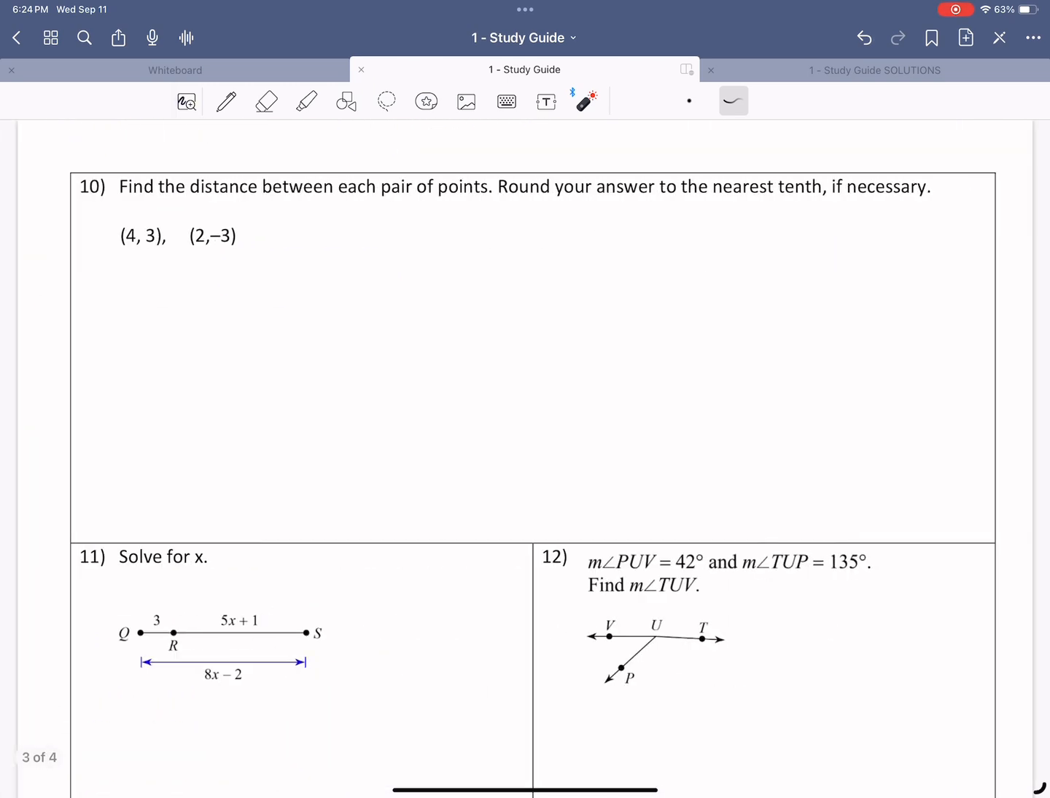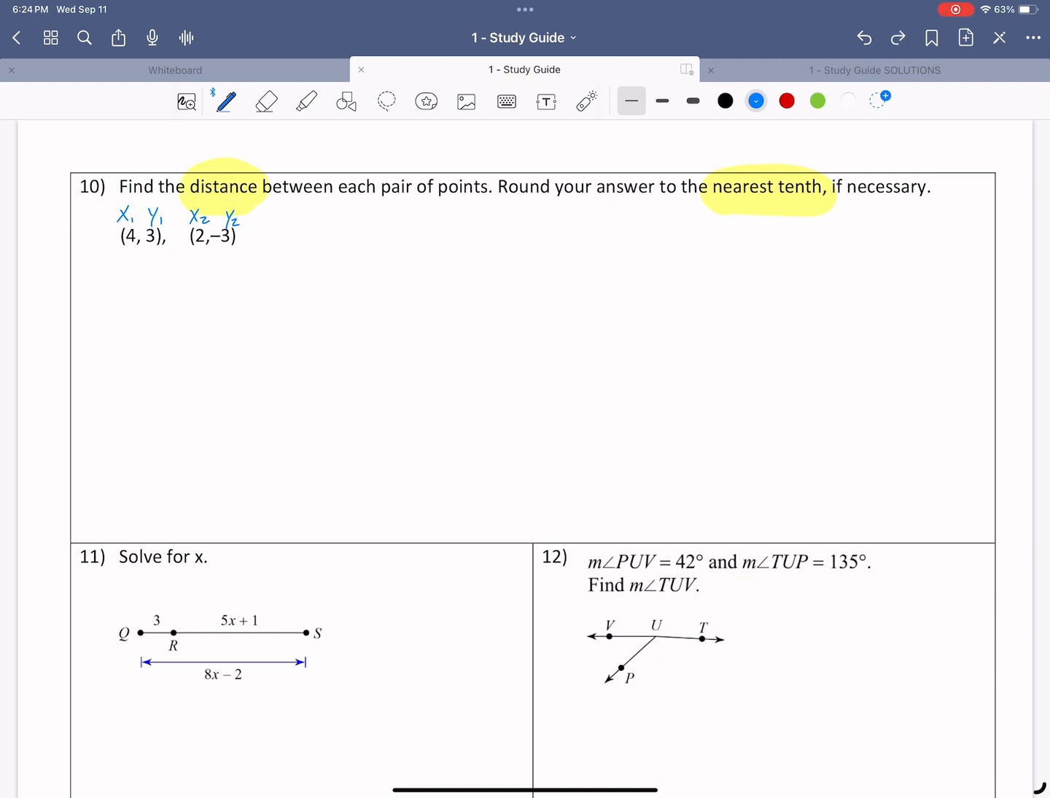All right. Number 10. Find the distance between each pair of points. Okay, again, read the question, distance. You want to be able to round to the nearest tenth, so I'm going to highlight that too. So again, x1, y1, x2, y2. First pair of points, and then second pair of points. That's how I remember it.